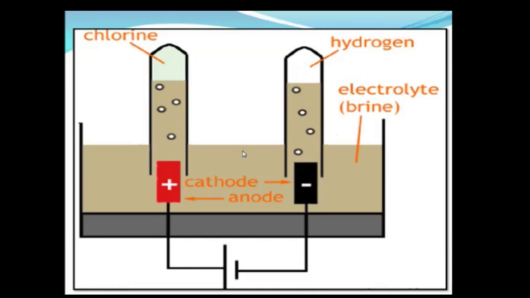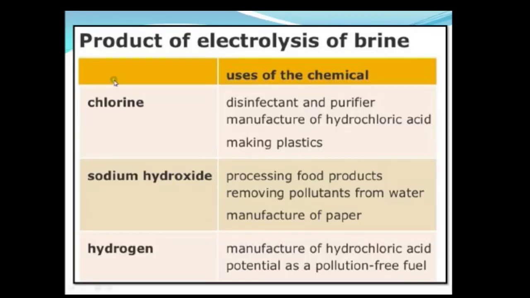Now furthermore, there are some products which are formed from this electrolysis of brine. Three different products are formed here, and they have uses as chemicals. So how are these products used, and what are these products? Firstly, chlorine can be used as a disinfectant and purifier, for the manufacture of hydrochloric acid, and for making plastics. So these are the different uses for chlorine. Sodium hydroxide is used for processing food products, removing pollutants from water, and manufacture of paper.